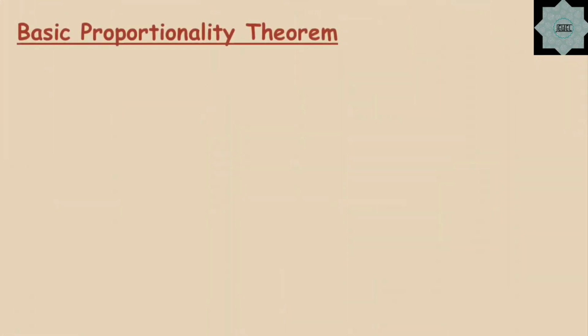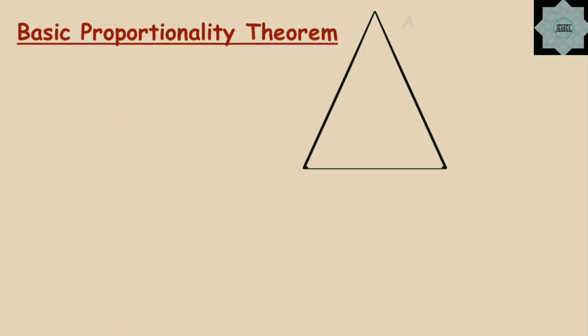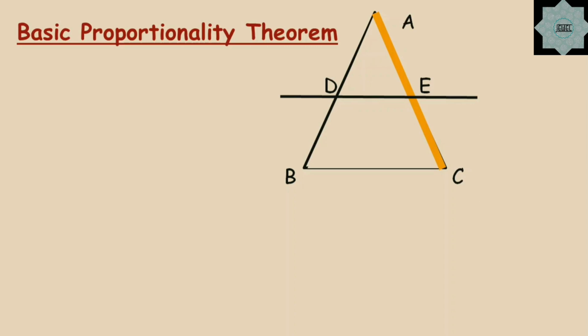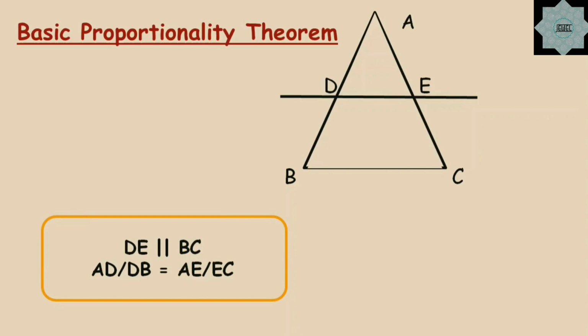Now let's understand the Basic Proportionality Theorem. Consider triangle ABC and draw a line parallel to the side BC which cuts the sides AB and AC at 2 points D and E respectively. Point D divides the side AB into two parts AD and DB. Similarly, point E divides the side AC into two parts AE and EC. So, the Basic Proportionality Theorem states that if DE is parallel to BC, then AD by DB equals AE by EC.